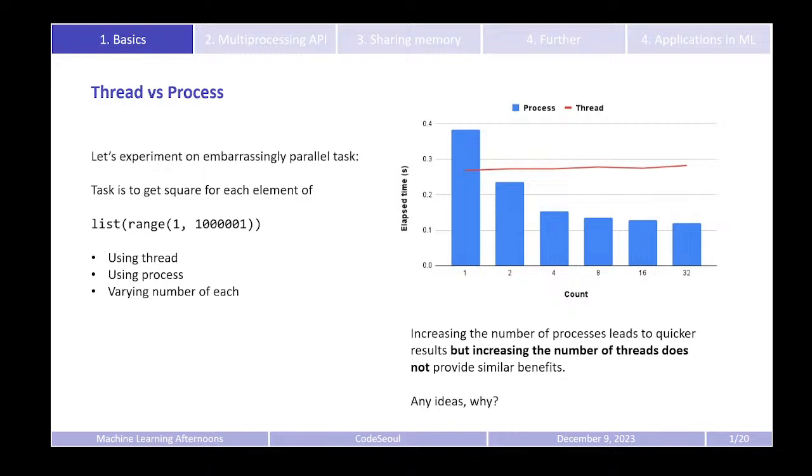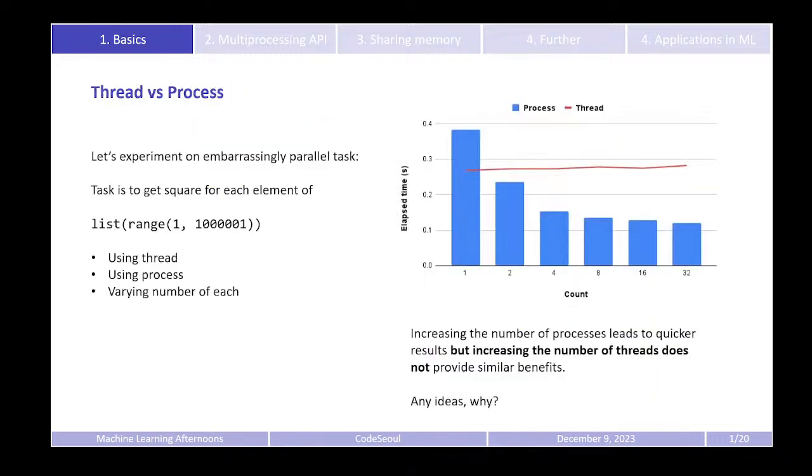So that's why if we go back to our graph, we can see that no matter whether we have one thread, two threads, or 32 threads, the final elapsed time remains almost the same, compared to scaling the number of processes.